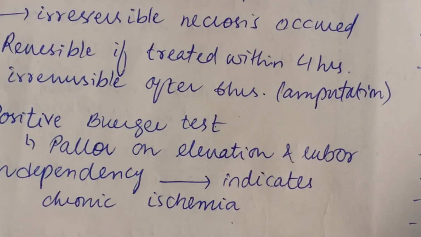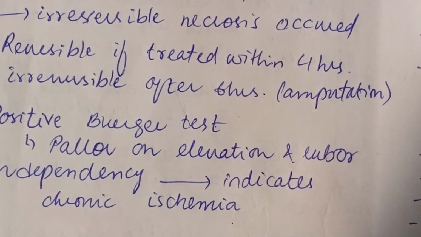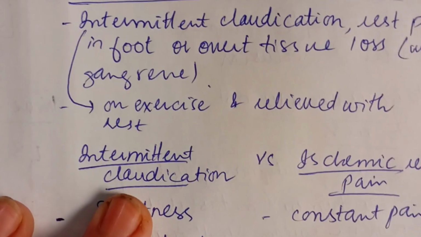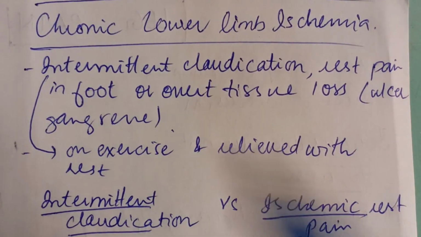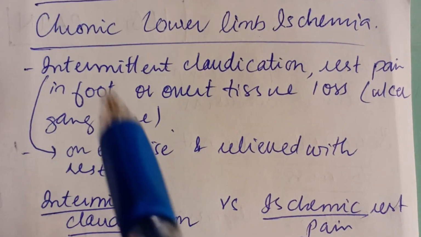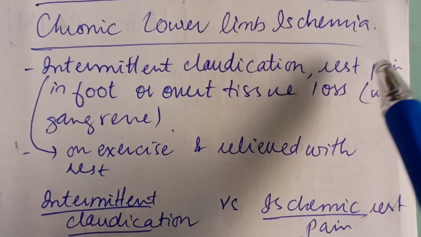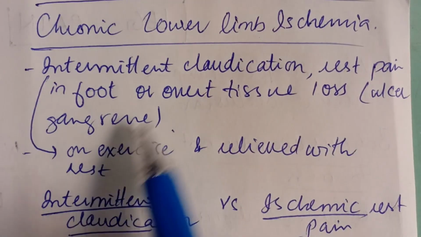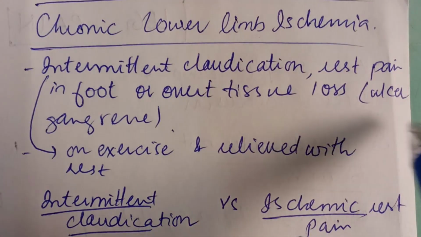Coming towards the management of acute lower limb ischemia, it would be done through guidelines. Now, coming towards chronic lower limb ischemia, we have done it before, that it presents with intermittent claudication, rest pain in the foot, or overt tissue loss. These can be the presentations of chronic lower limb ischemia.